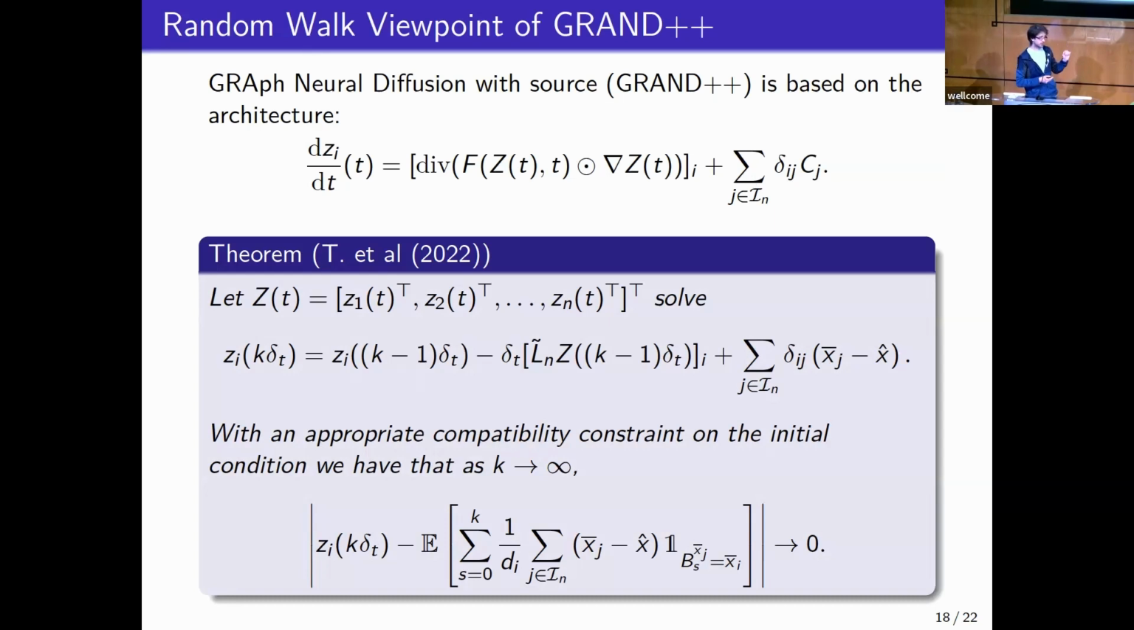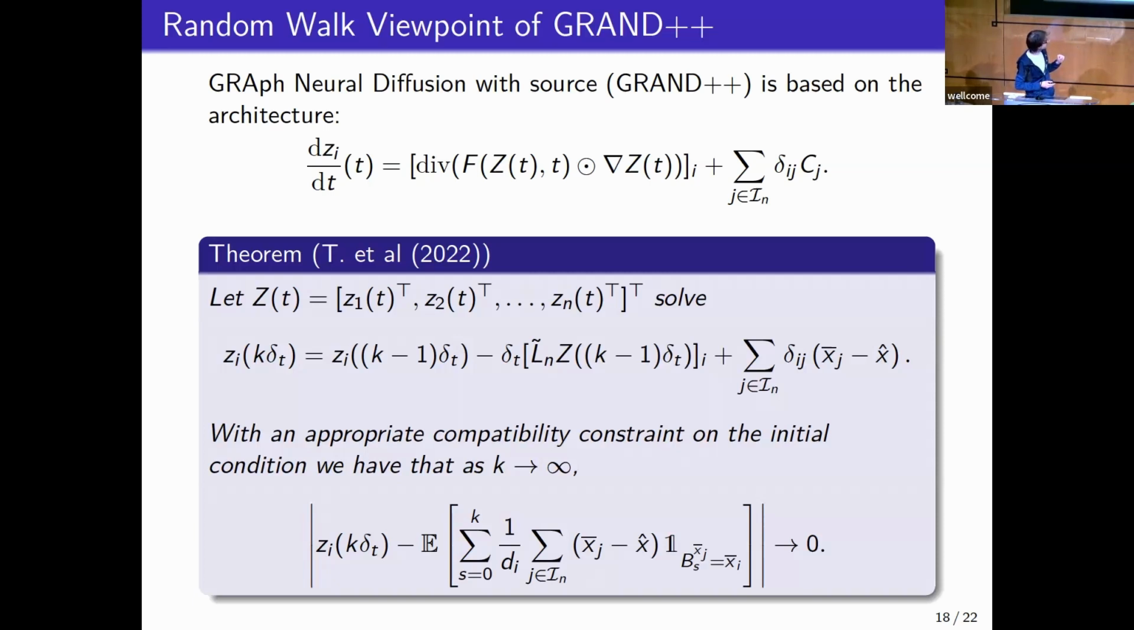Now we have the same random walk point of view, but the limit is different. If we discretize our graph diffusion with source, we get a connection to a random walk. It's actually the same random walk, but a different construction of it, and in particular it won't have the same deep layer smoothing problem. So this expectation here is what my discrete graph neural network is converging to.